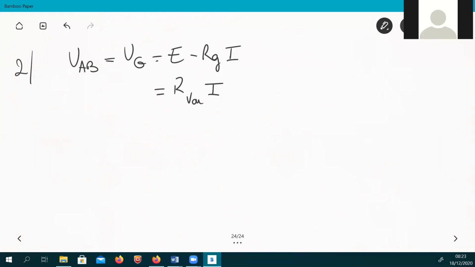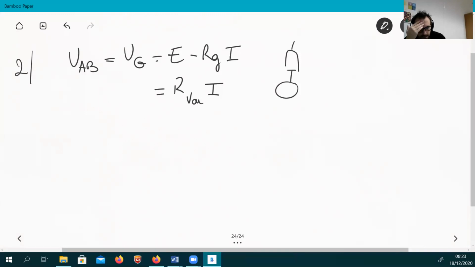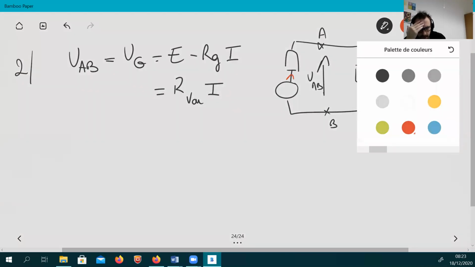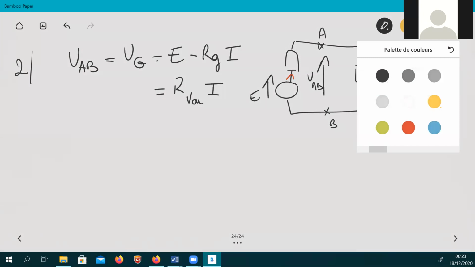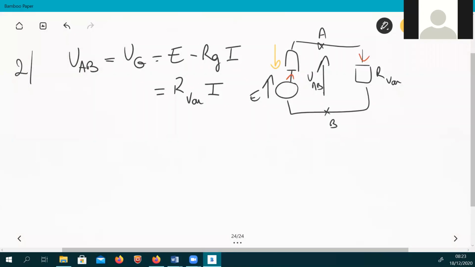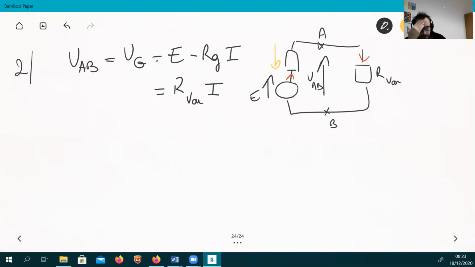So I don't exactly understand the equation we just did, because you have UG, so it's the tension. You have this, with here being R var, here being A, B. So UAB is like this. You have the current I flowing like this, which means that now, so this is E. Okay, I thought we answered the question, because in the question it's not written as a function of I. It's just as a function of the other ones. Yeah, okay, of course. So I didn't understand.